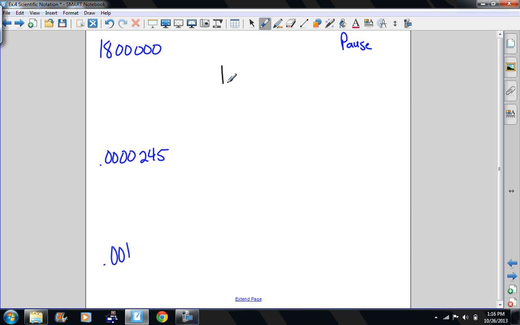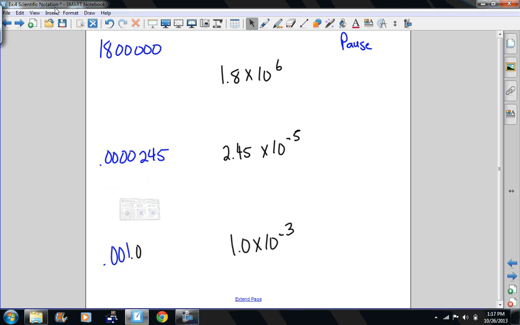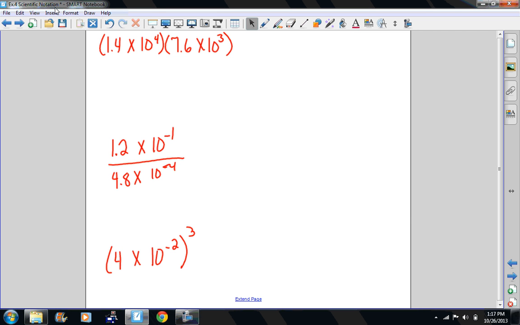Top one should be 1.8 times 10 to the 6. This should be 2.45 times 10 to the negative 1, 2, 3, 4, 5. And the last one should be 1.0 times 10 to the negative 1, 2, 3. There we go. How are we doing on time? A little long, but we have one more concept to cover.